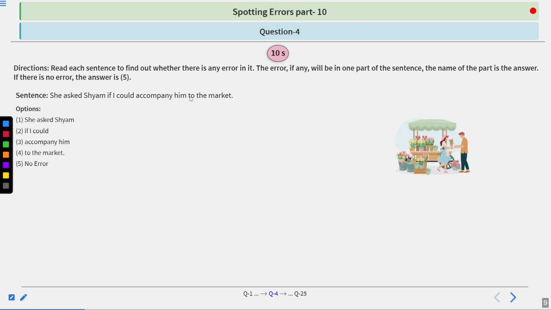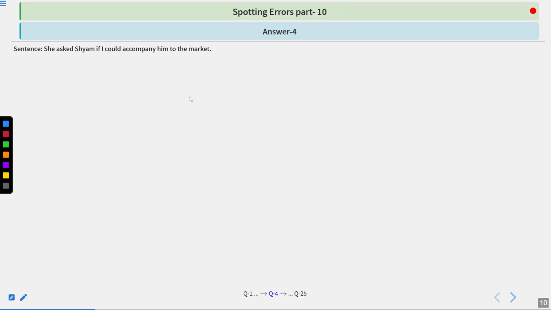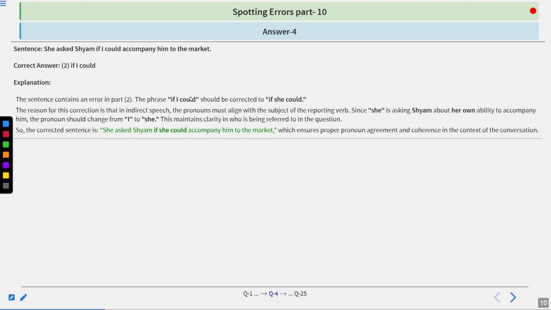She asked Shyam if I could accompany him to the market. Options are given below. You have 10 seconds to spot the error. I hope you have answered. Let's look at the correct answer. The correct answer is 2, if I could. Let's look at the explanation. The sentence contains an error in part 2. The phrase, if I could, should be corrected to, if she could.